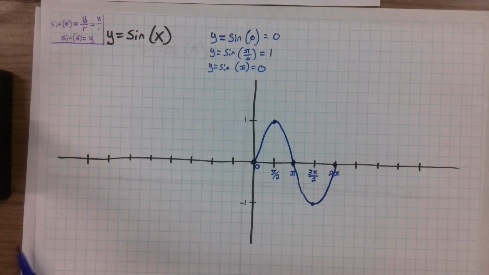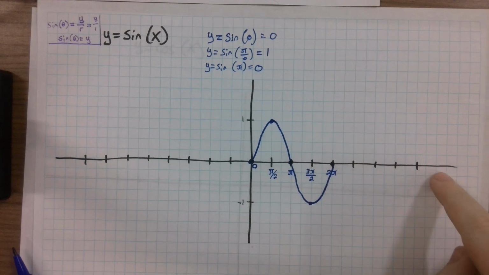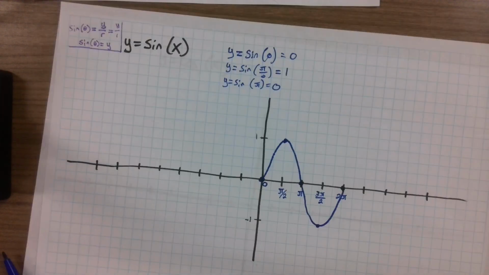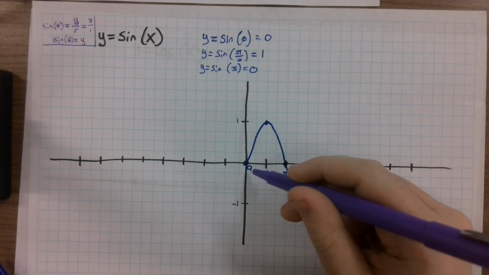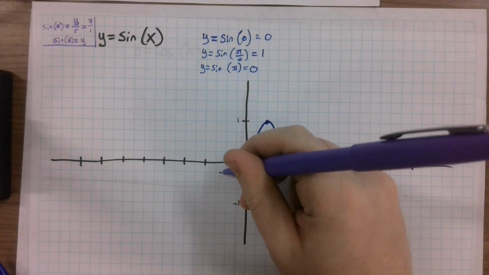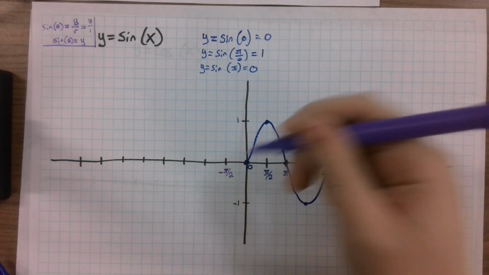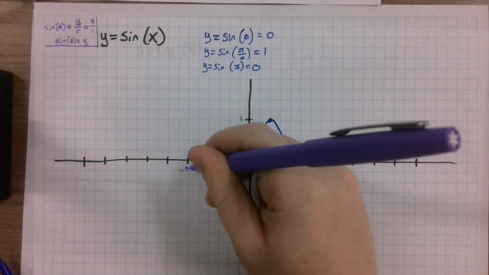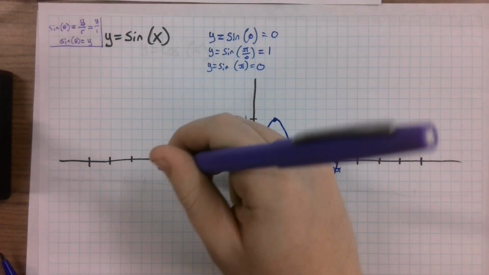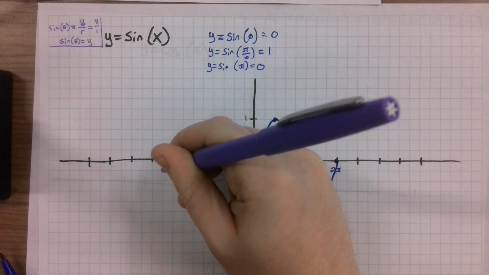This shape alone doesn't really give us too much information. So I want to see if I can actually expand our graph in this direction or in this direction. Let's start by actually going backwards. So if I wanted to go backwards from 0, I could count to negative pi over 2, then negative pi, then negative 3 pi over 2, then negative 2 pi.